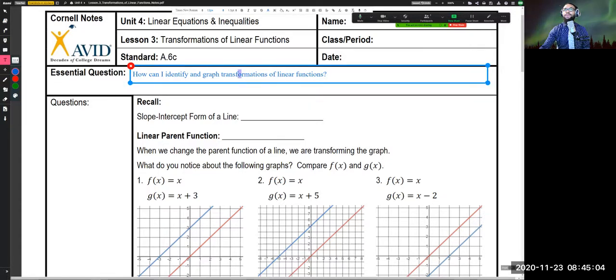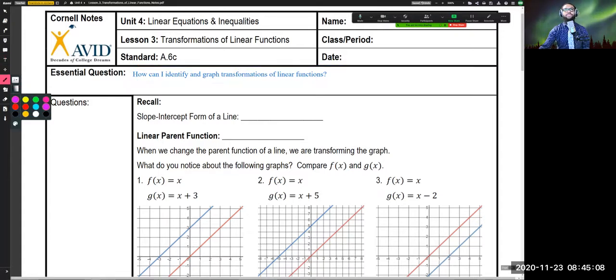All right. And so let's think back not too far, because we have just been doing this. What is our slope intercept equation? And if you recall, it's going to be y equals mx plus b, right? That is our slope intercept equation.